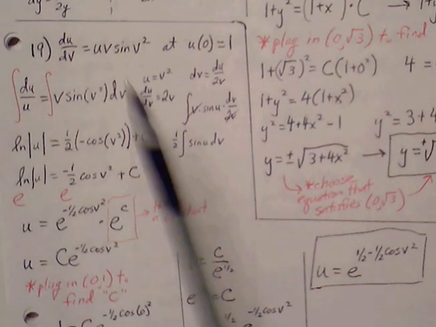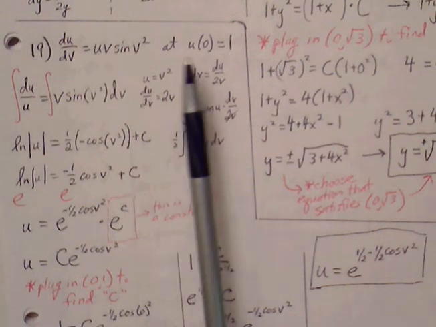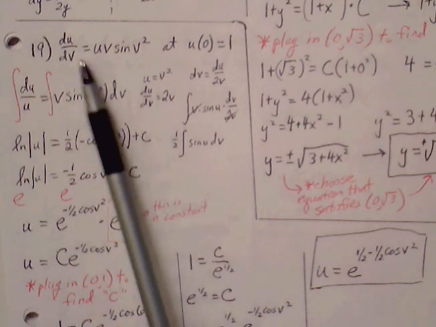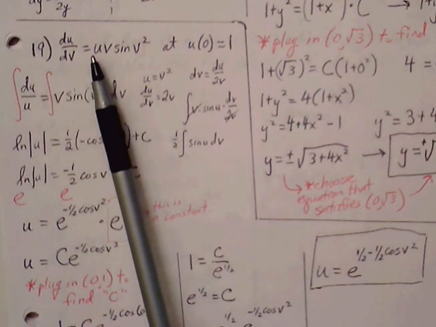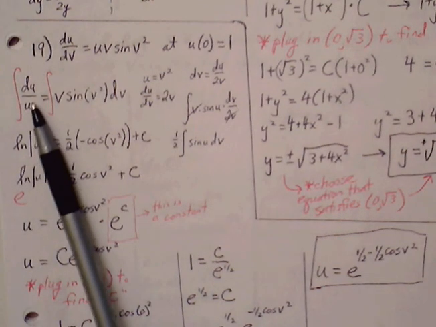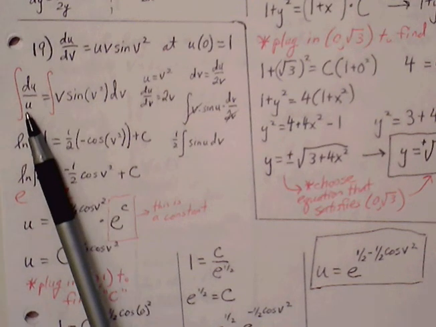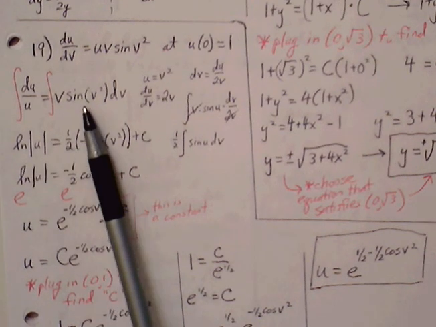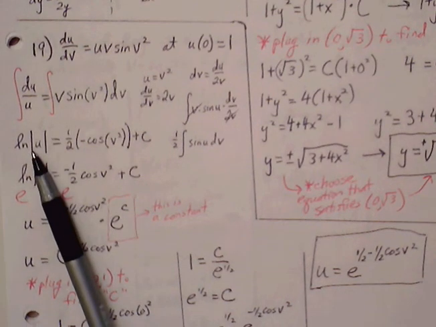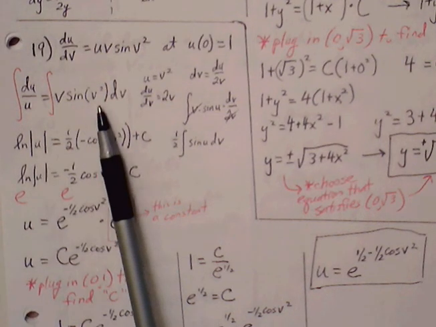19, du over dv is equal to uv sine of v squared, and the ordered pair is at 0, 1. So in this case, we're going to get the u's on the left and the v's on the right. So after we move some terms around, we have du over u, and the right side is v sine of v squared dv. Left side is simply going to be the log rule, so natural log of the absolute value of u. On the right side, we have to do a little bit more work.